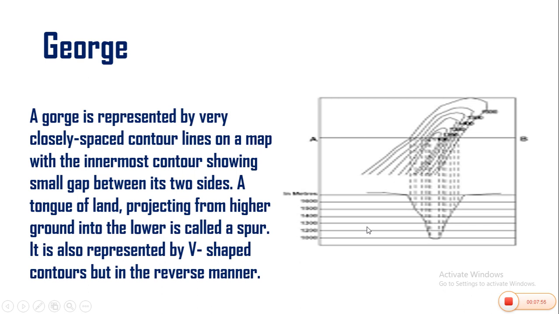The gorge. A gorge is represented by very close spaced contour lines on a map, with the innermost contour line showing a small gap between its two sides. A tongue of land projecting from higher ground into the lower is called a spur. It's also represented by a V-shaped contour, but in the reverse manner. This is how a gorge is represented on a topographical map. If you look at the contour lines, they are close spaced, and it somehow looks like a valley or a spur, but note the difference between them. These lines are close spaced, unlike the spur or the valley.